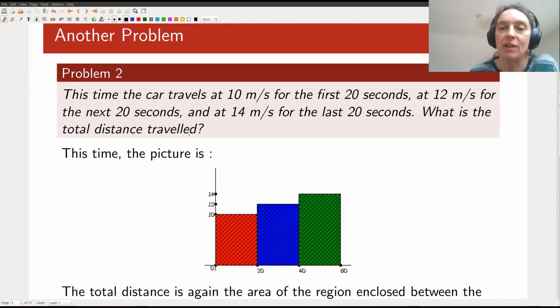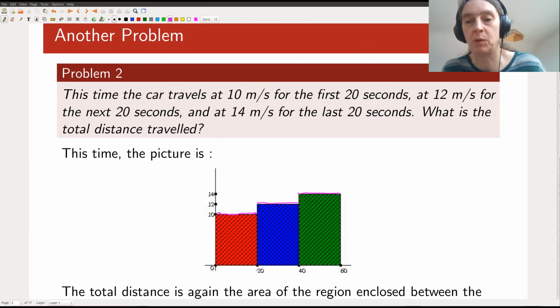We have 3 periods of constant speed, and for each of those 3 periods, it's easy to figure out the distance traveled. So, 20 seconds at 10 meters per second, that's 200 meters. 20 seconds at 12 meters per second, that's 240 meters, and so on. And we can add up the 3 blocks of distance. The picture this time, the graph of our speed against time, we can draw in the same way. It's the upper boundary of this region. So it consists of 3 separate horizontal line segments, each of them corresponding to a 20-second subinterval, and the heights being 10, 12, and 14.